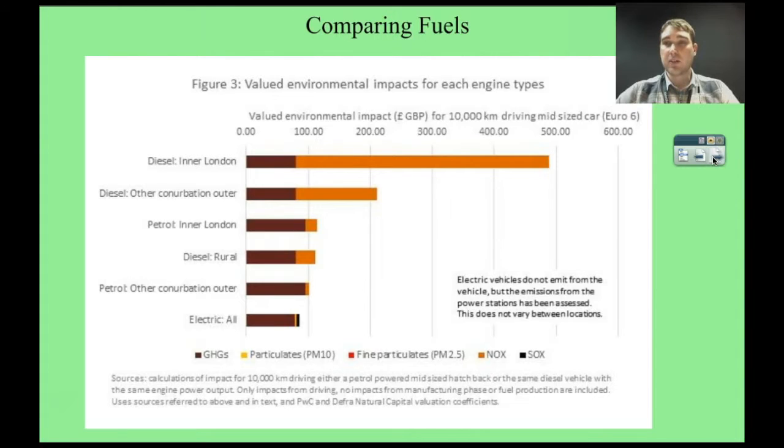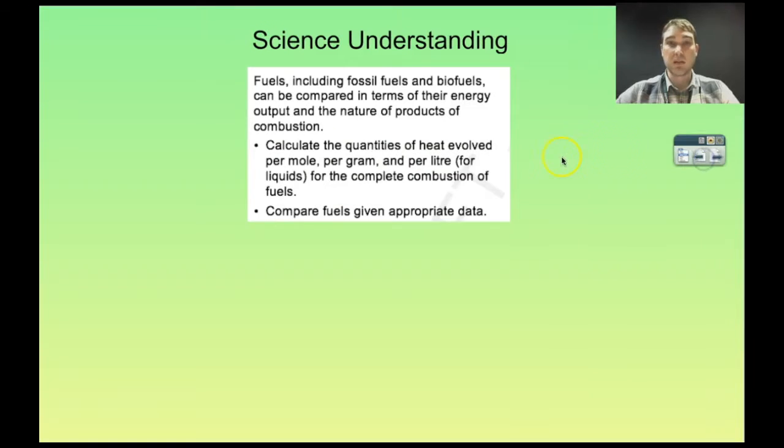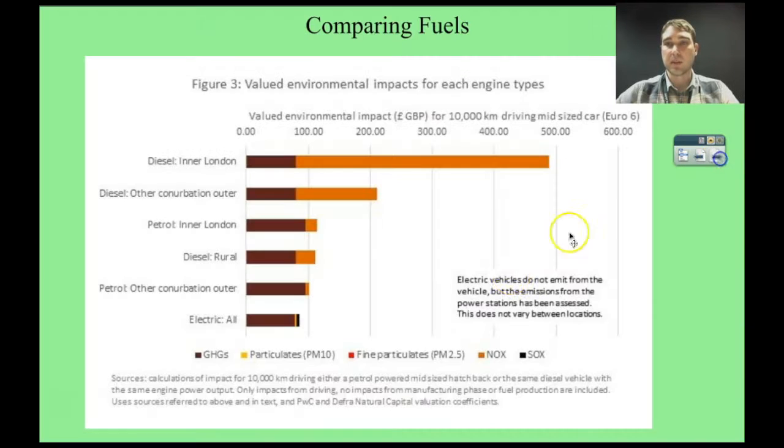So we're going to look at energy in a second, but the first part you need to look at is comparing fuels in terms of, it says here, the nature of the products of combustion. So we're going to compare different engine types here because we have some data. So let's have a look at the data. It's showing diesel engine cars versus petrol cars and electric cars in the UK. So we've got in London, in outer London and in rural areas.